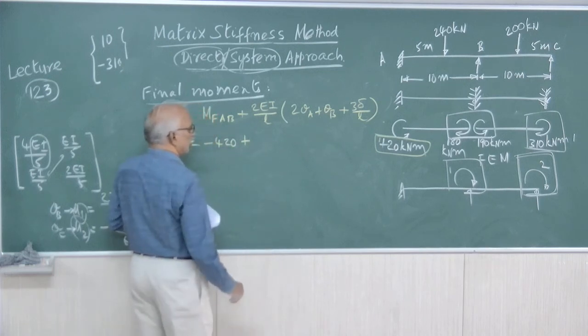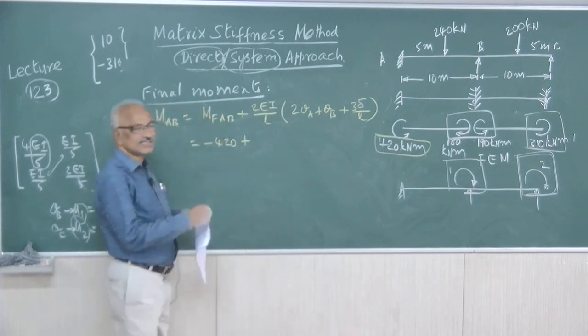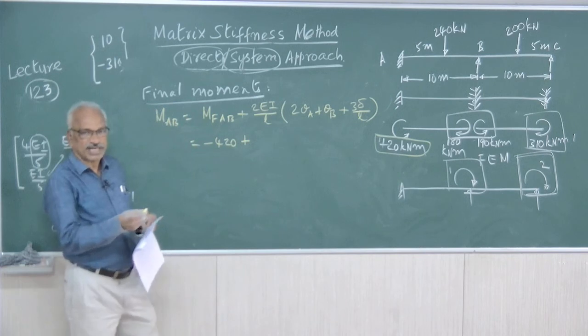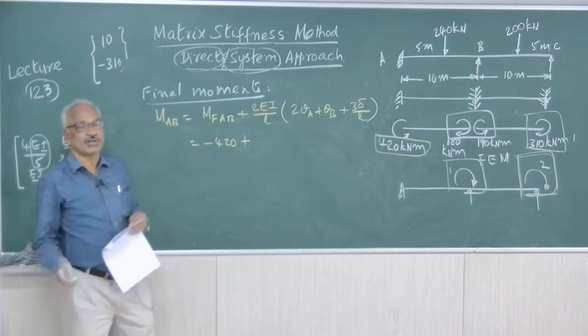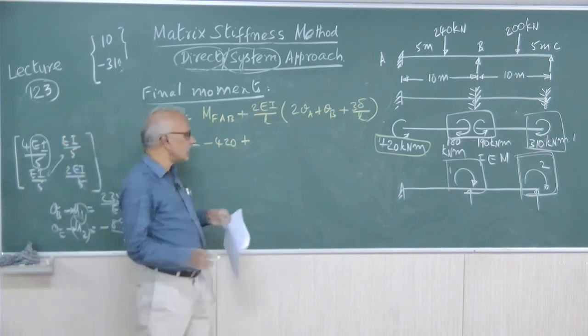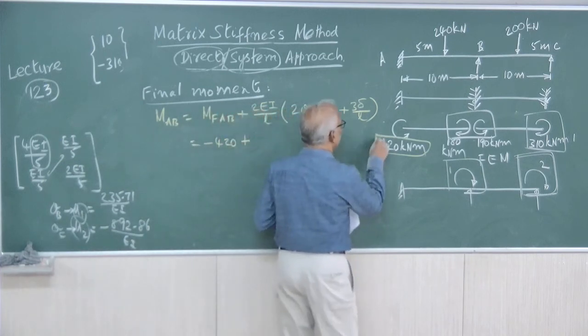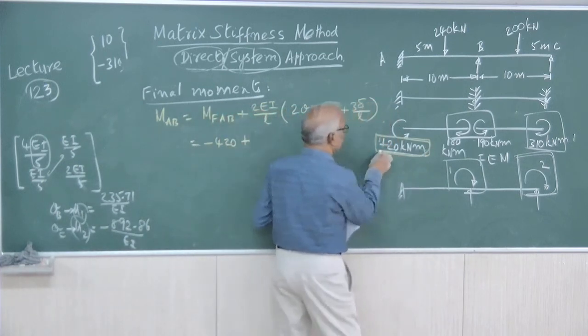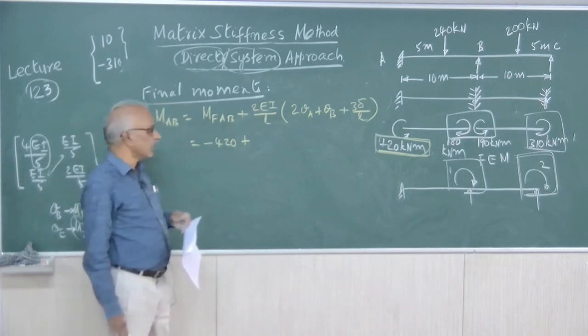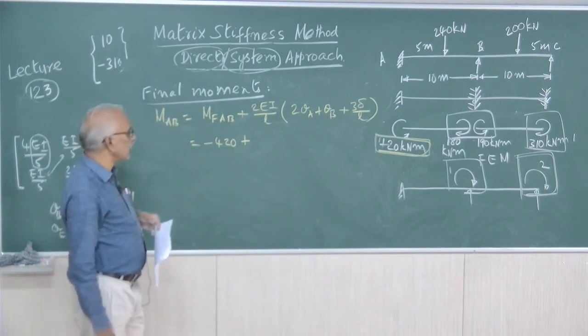Because if you draw these diagrams, you will be able to take the values, otherwise you will have to go to the calculation part. That is why I am indicating then and there where these values are available, where you can readily get them. So that is the purpose of indicating the values then and there.